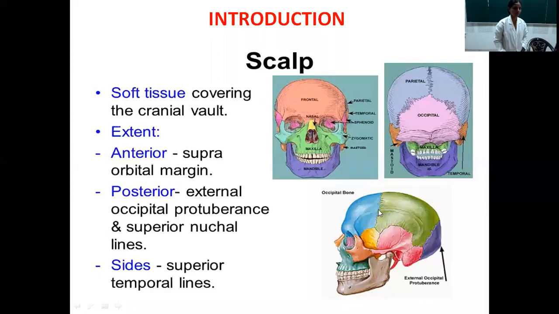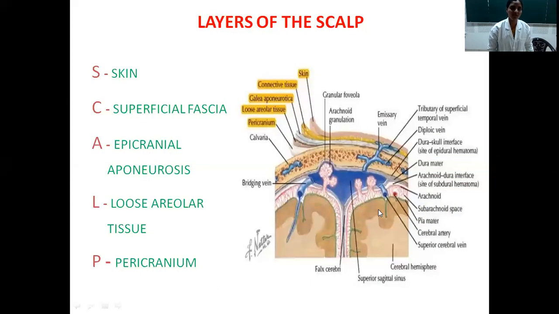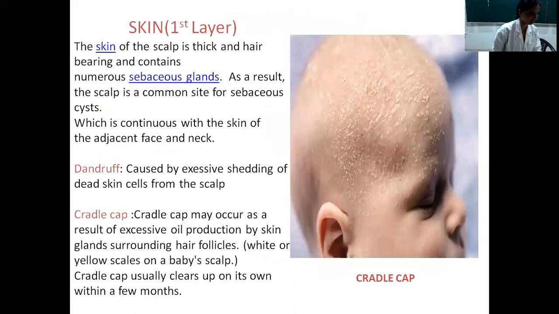Though we say the scalp is a soft tissue, it is made up of 5 layers. Actually the word scalp is a mnemonic. Here S stands for the skin, C stands for the cutaneous tissue just beneath the skin, A stands for the epicranial aponeurosis, L stands for the loose areolar tissue, and P stands for the pericranium. Now we'll discuss the individual layers.